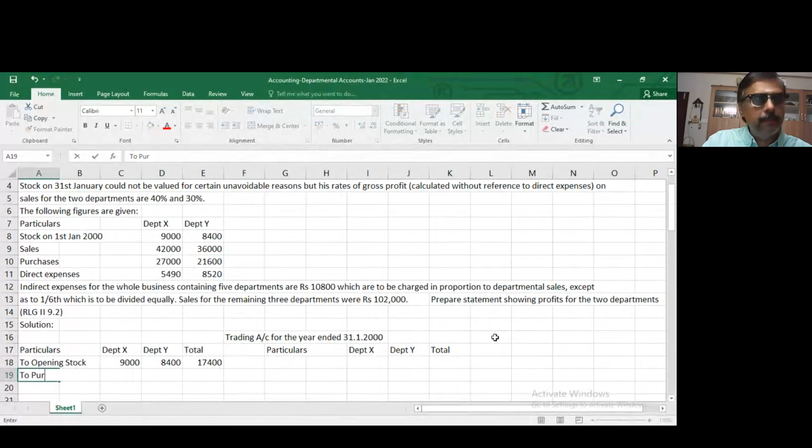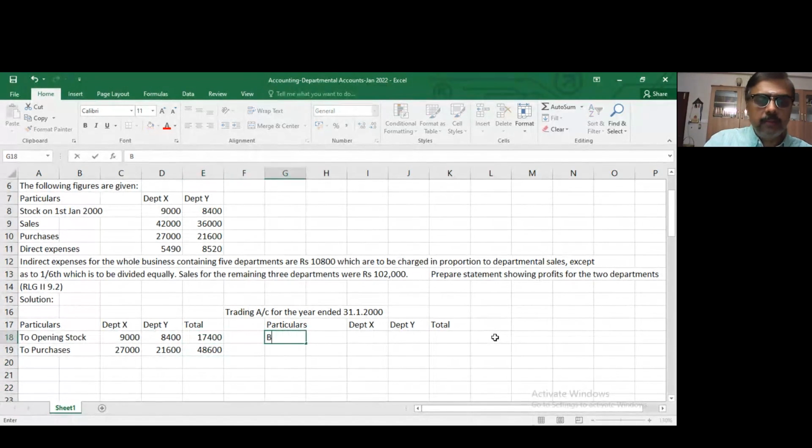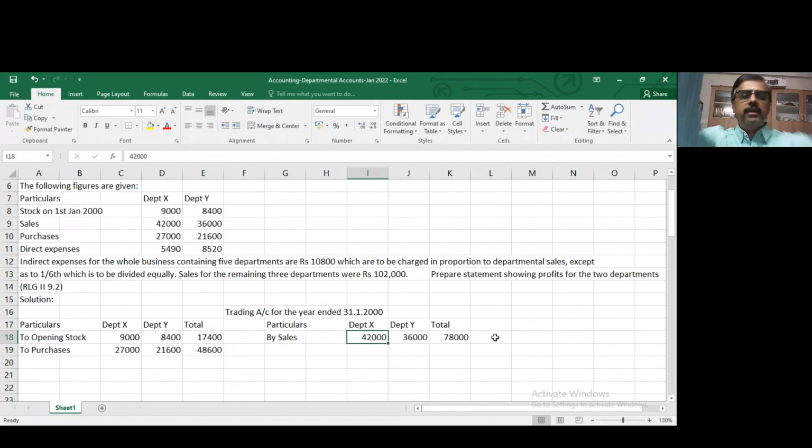Then to purchases. It's as simple as that. We are all familiar with preparation of a trading account. 27,000, 21,600, 48,600. That's the purchases figure. Then coming to by sales. Department X is 42,000, Department Y is 36,000. Total 78,000. That is regarding sales. Now, gross profit ratio, look at this carefully.